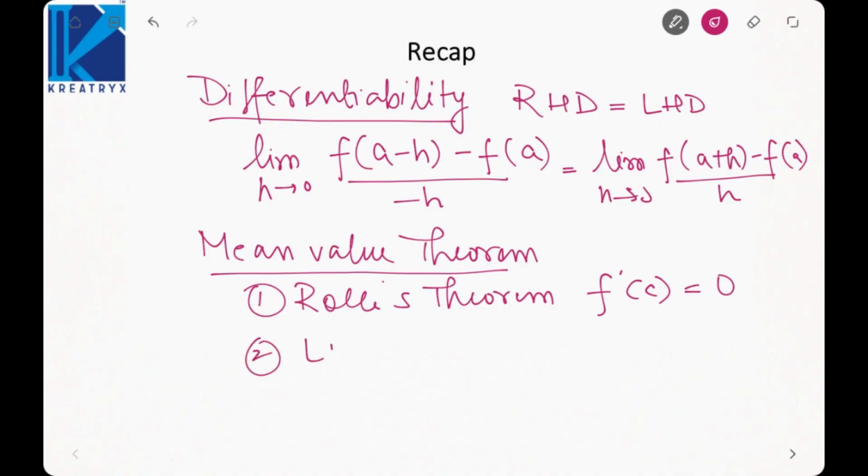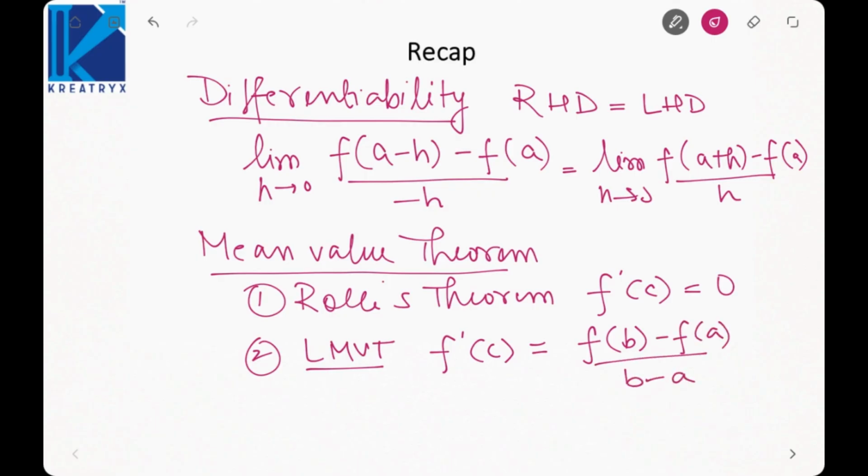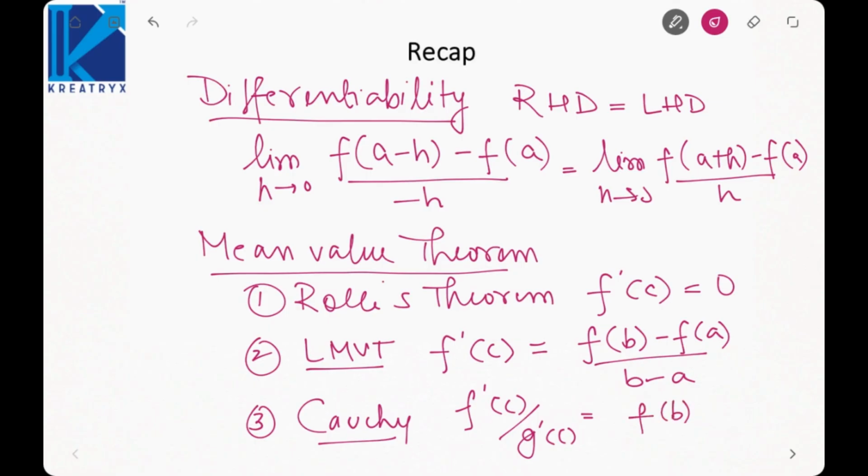A more general theorem was Lagrange's mean value theorem, which removed the condition that the function value should be equal at both the ends. It stated that there exists a point c between a and b such that f dash c is equal to f b minus f a over b minus a. Then we thirdly saw Cauchy's mean value theorem. It used two functions and stated that f dash c by g dash c will be equal to f b minus f a over g b minus g a.